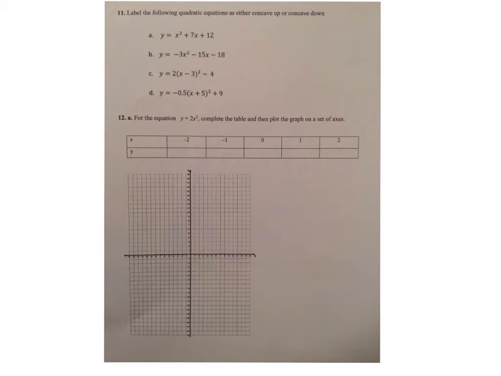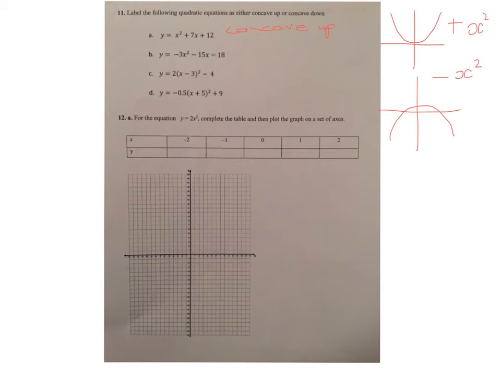Question 11. Label the following quadratic equations as either concave up or concave down. Okay, so concave up looks like this. Concave down looks like this. Concave up has a positive coefficient of x squared, and concave down has a negative coefficient of x squared. So the first one's concave up.